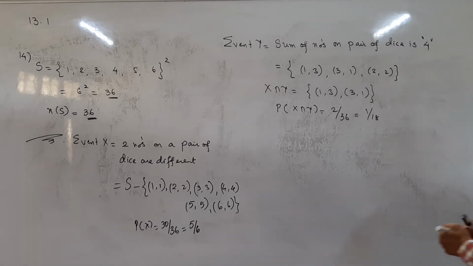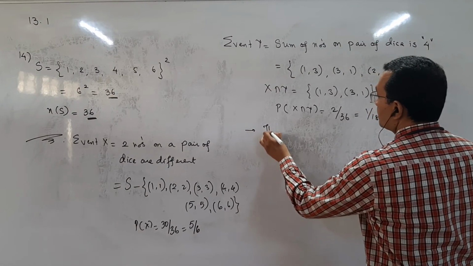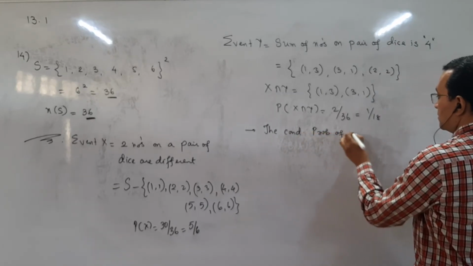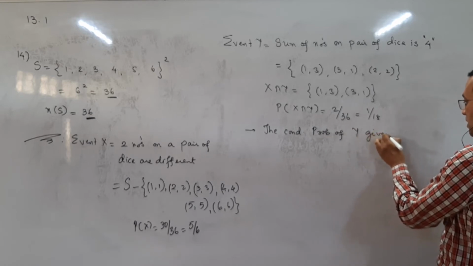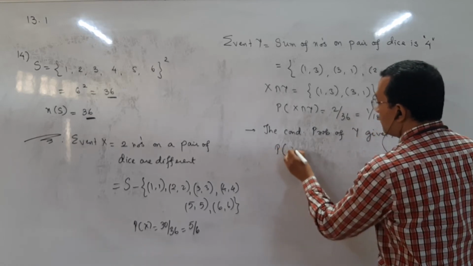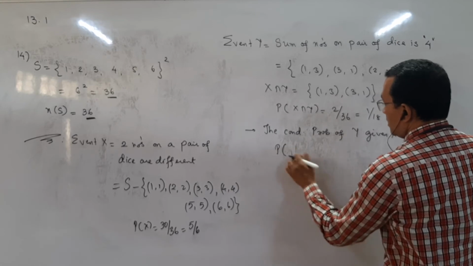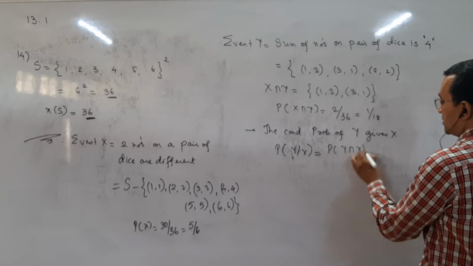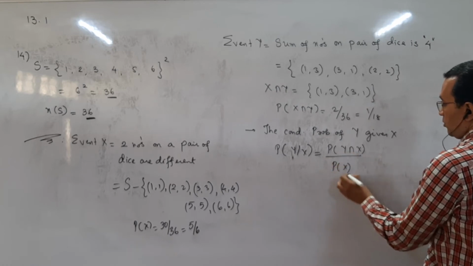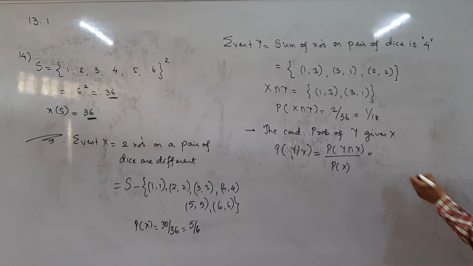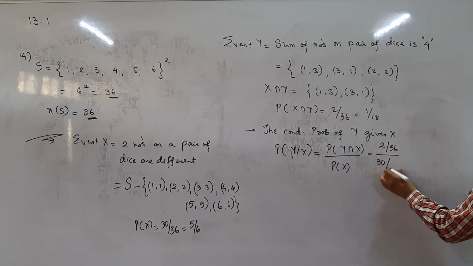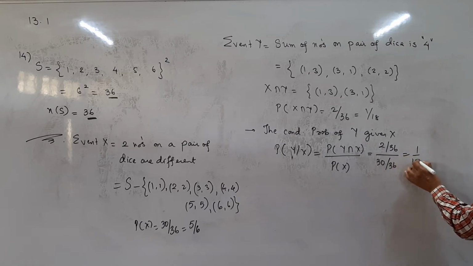Now the conditional probability of y given x, I have changed the name of events. The probability of y given x is the probability of y intersection x upon the probability of x. So this is 2 by 36 upon 30 by 36. So the final answer is 1 by 15.